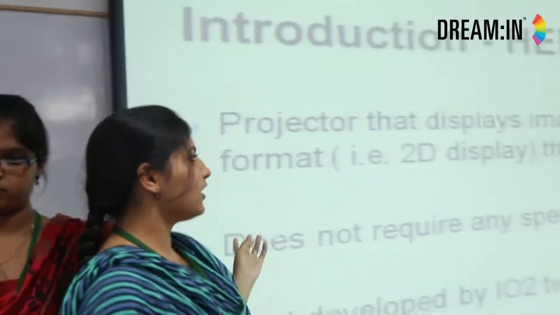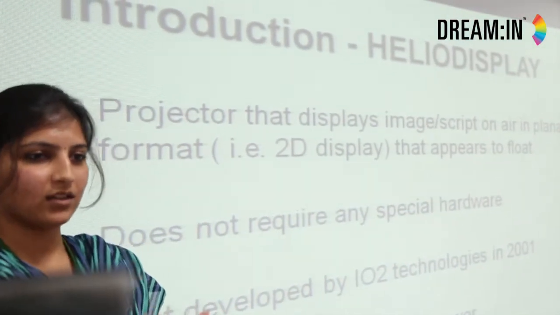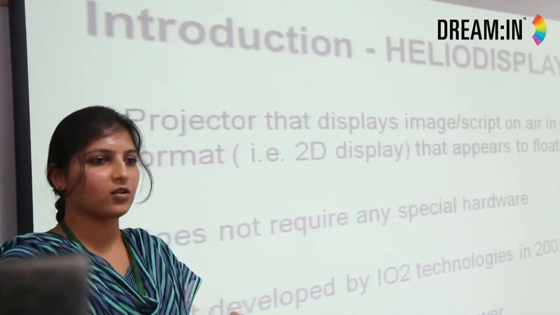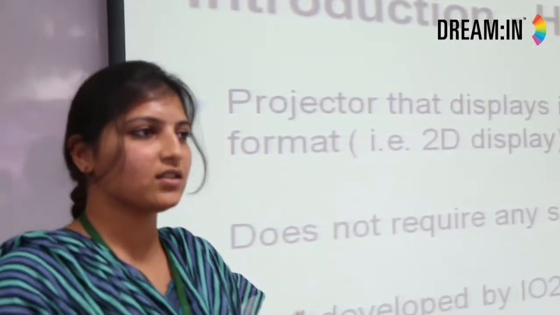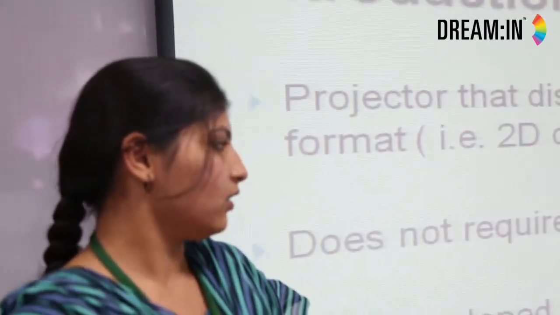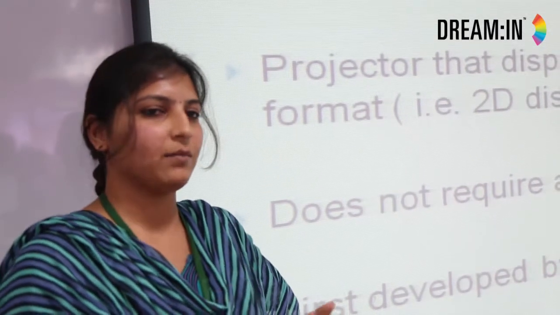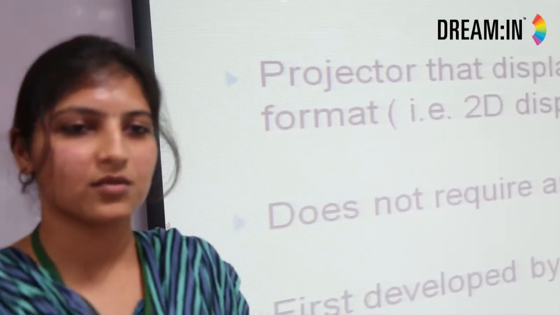To overcome this disadvantage, we use a technology called Helio display. The Helio display is a projector that will display the image and the script on air, resulting in a planar format, that is, the 2D display format. This device doesn't require any special hardware like a background screen or any substrate; it just displays on the air itself. This was first developed by Chad Dyne, who implemented a 5-inch prototype in his apartment, which was further developed by IO2 Technologies in the year 2001. This device is eco-friendly and consumes very little power.